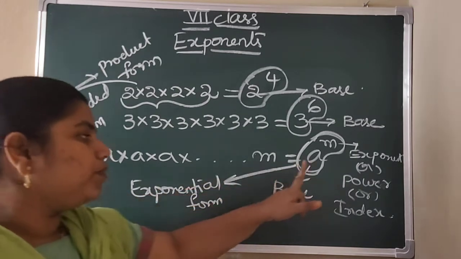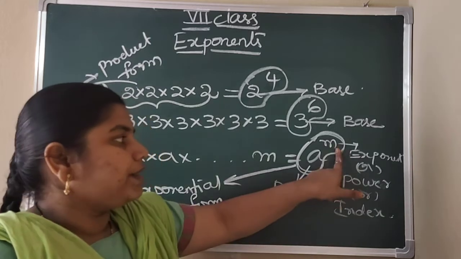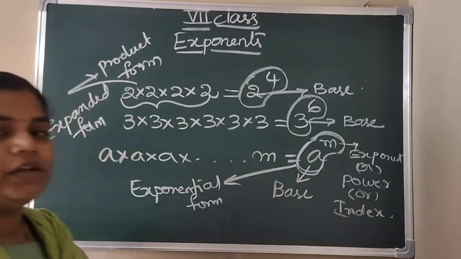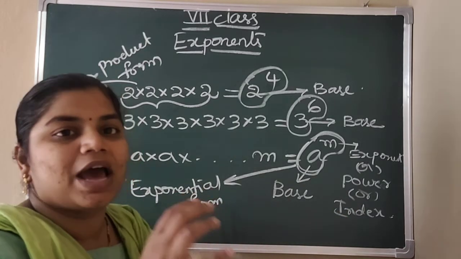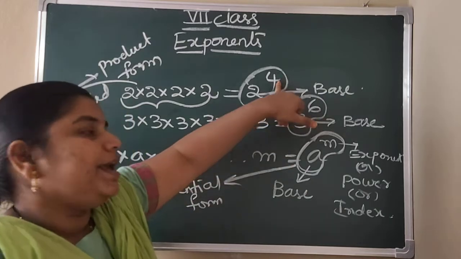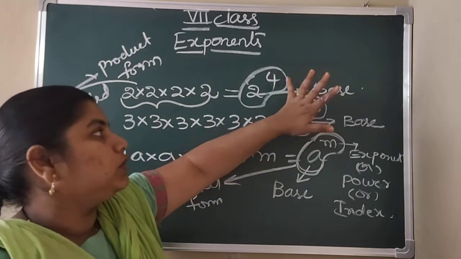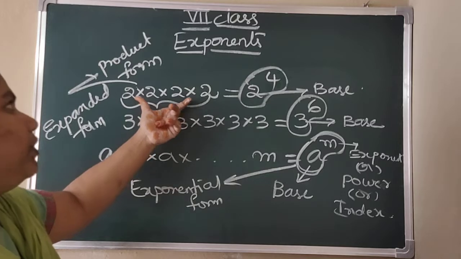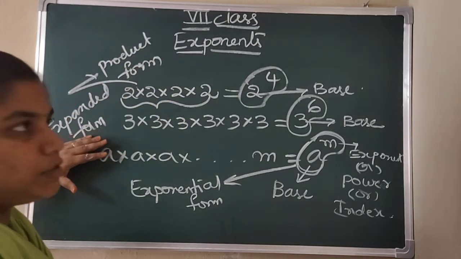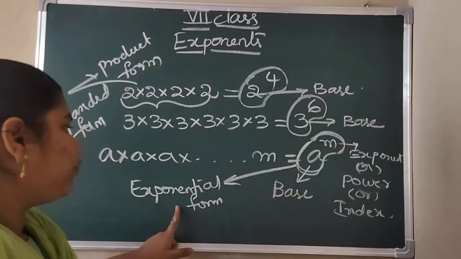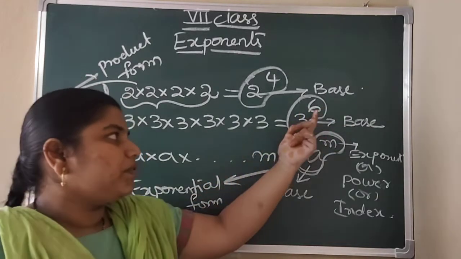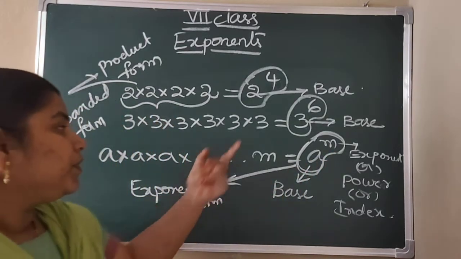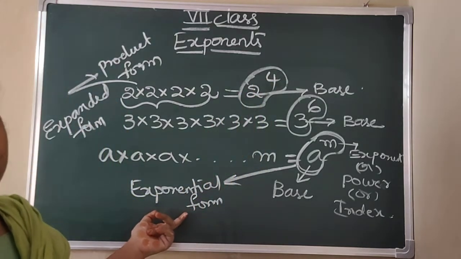In this exponential form, the base value a is called the base and m is called the exponent, power or index. So this is about exponent. Exponent is nothing but the power value. You can call it exponent, power, or index. And what you have written here will be the product form, or the expanded form. The total term we call the exponential form. So 3 power 6, a power m, and 2 power 4 are all in the exponential form.